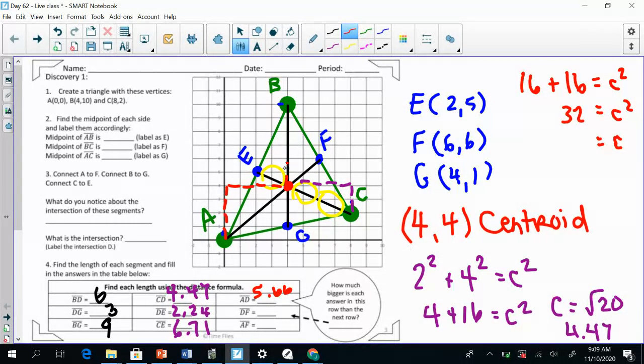And so if you want to do the other one, it's a 2 by 2. So 2 squared is 4 plus 4 equals C squared. So that's the square root of 8, which is 2.83, which is indeed half of this. And then if I add that to that 5.66, then I have 8.49. So again, it's a 1 to 2 ratio. Does anyone have a question about this one?